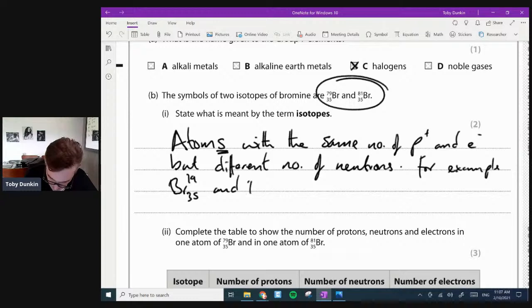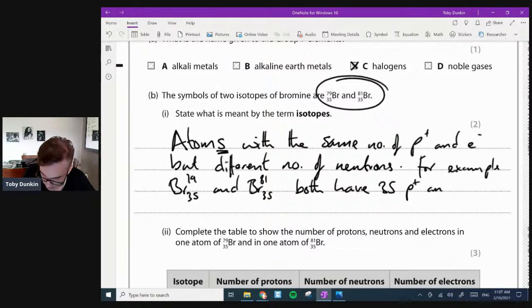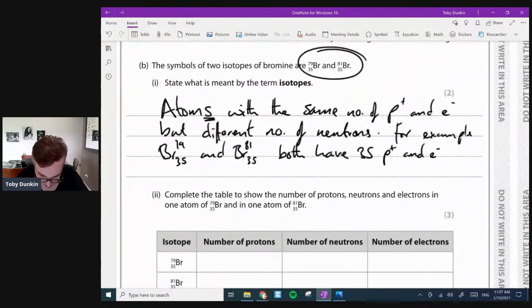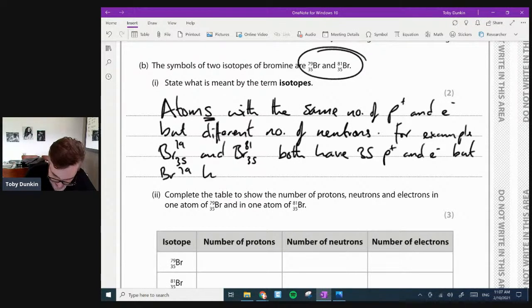Br 79 and Br 81 both have 35 protons, and you're not allowed to write down P plus and E minus, so I'm just shortening it to make it quicker for me. But Br 79 has, I don't know what that is, calculator. Never do anything without a calculator. It's a bad idea. I don't know what I've done with my, there it is, found it.